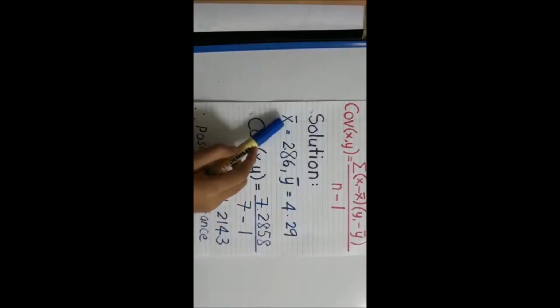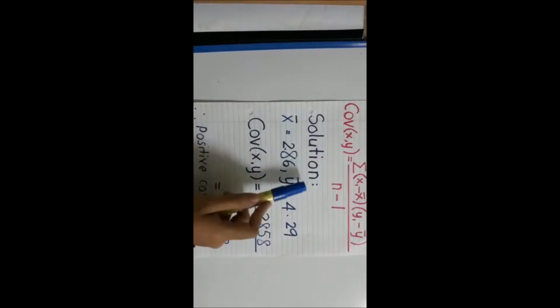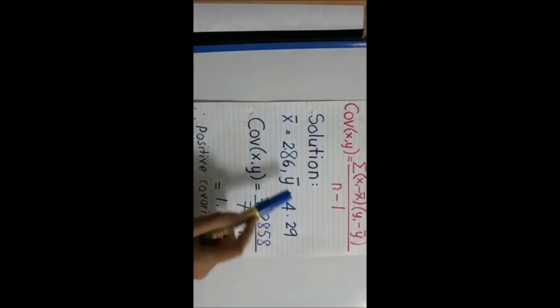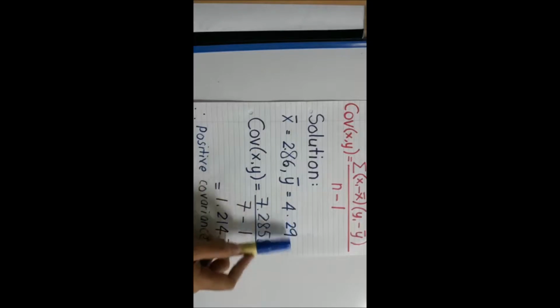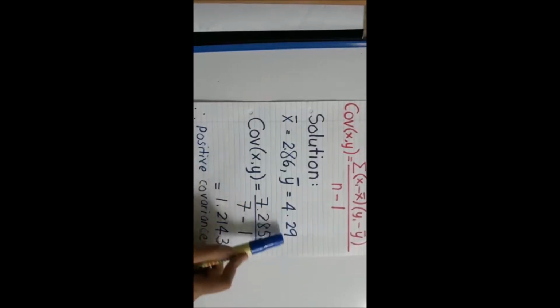Next, we need to find the x bar. We can find x bar by adding up the x data in the table and dividing by 7. The same goes for y bar. Add the y data in the table and divide by 7 to get 4.29 as the answer.